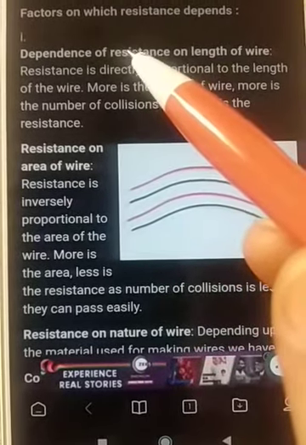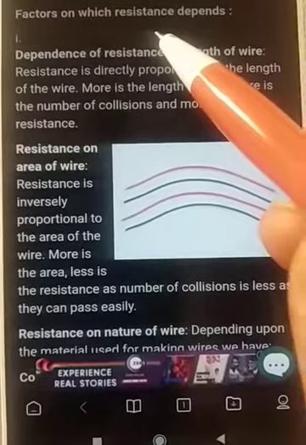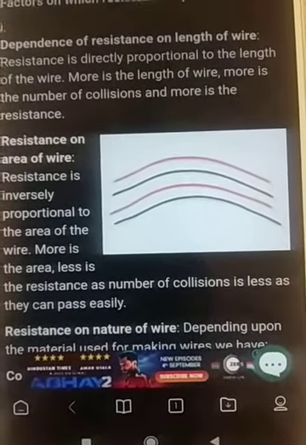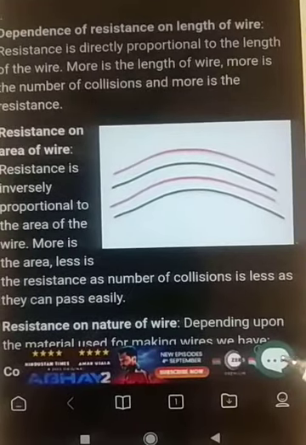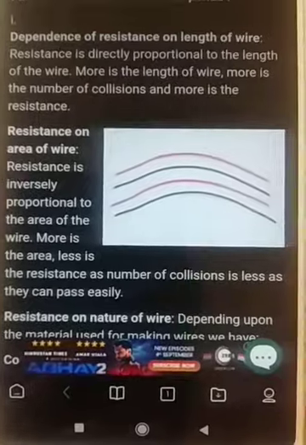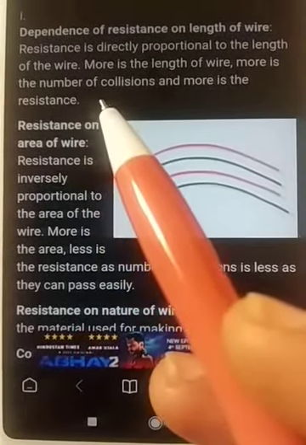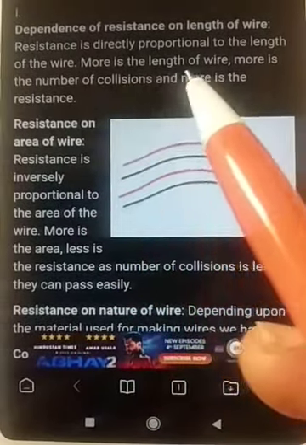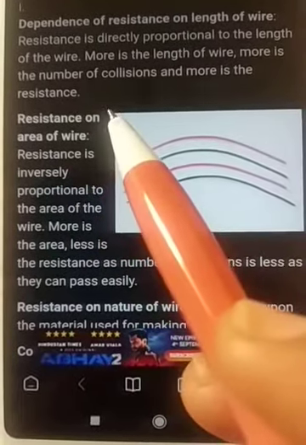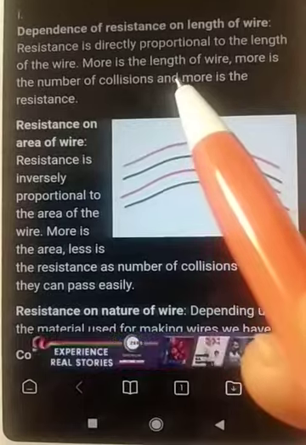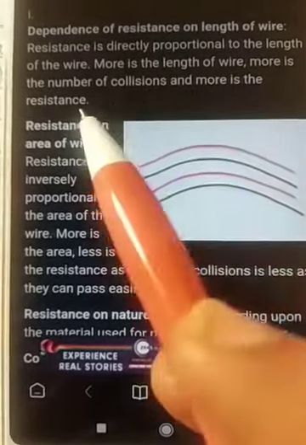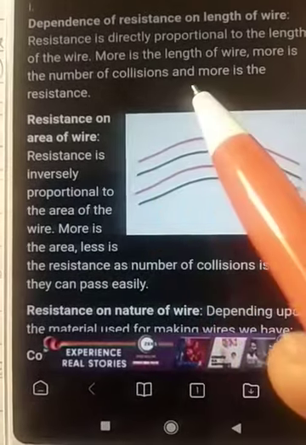We know about resistance. Resistance is the obstruction of the flow of electrons. Resistance is directly proportional to the length of the wire. That means the more the length of wire, the more the number of collisions, and the more the resistance. If the length of wire is more, then resistance will be increased.